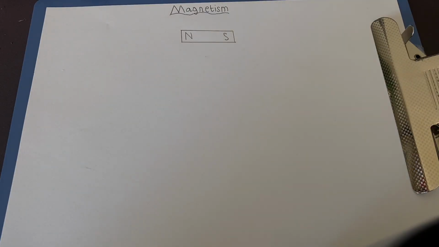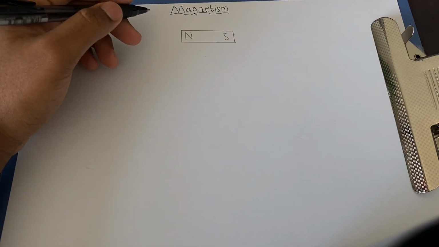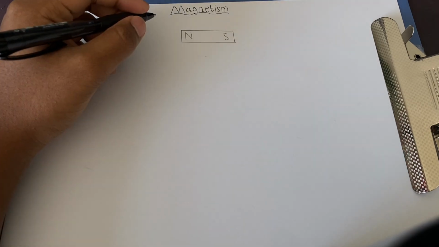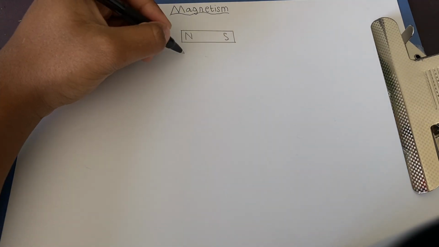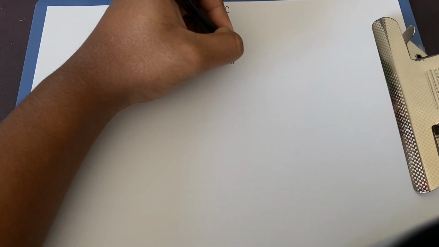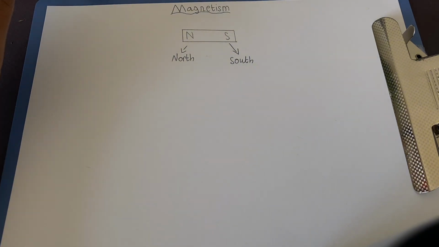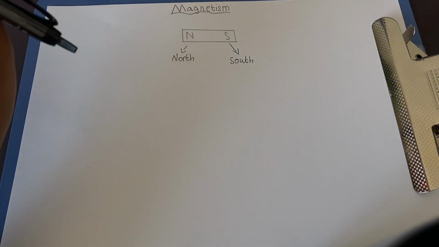Today I'll be talking about magnetism in physics. So let's begin. Let's talk about magnets. There are two poles. These are called North Pole and South Pole. These two poles are always present in a magnet. Even if you cut the magnet in half, there will always be two poles.